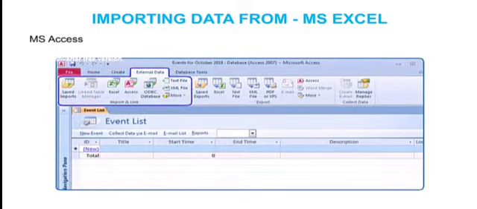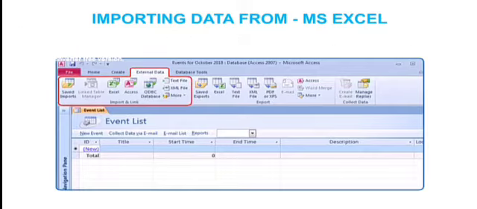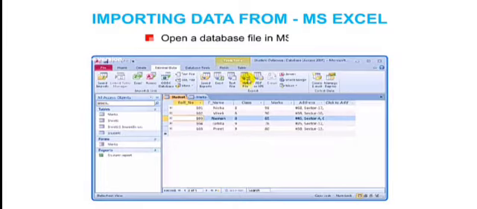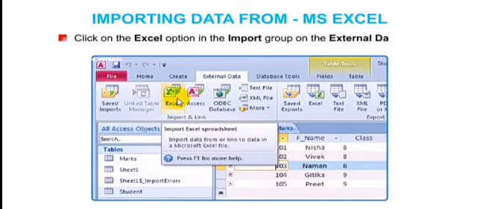Okay, let us now learn about importing data from MS Excel. MS Access allows you to import data from another application such as Microsoft Excel. To import data, follow the steps given below. Open a database file in MS Access. Click on the Excel option in the Import group on the External Data tab.